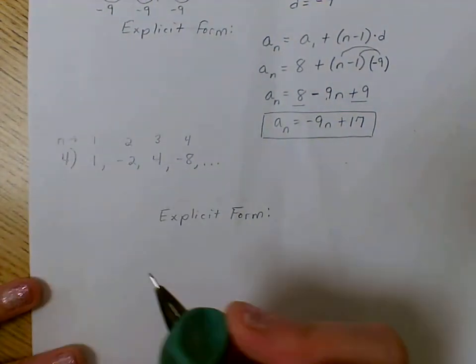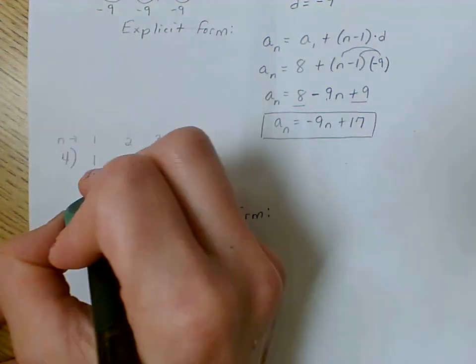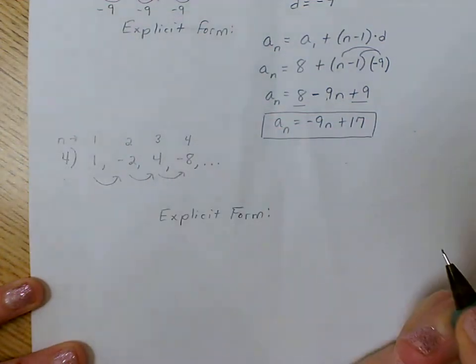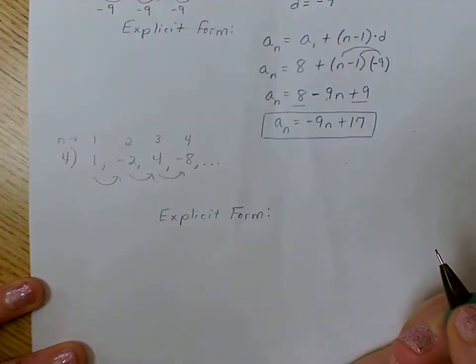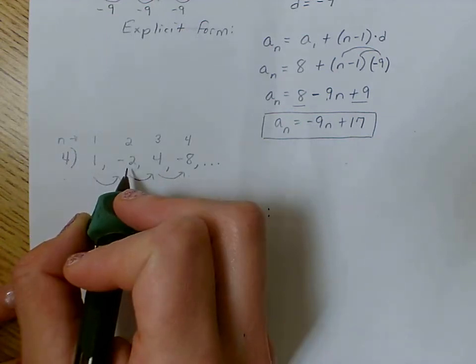And so, if that's not working, the reasoning side is not working, then what you're going to do is figure out the pattern, and then you're going to use the explicit formula that goes with that type of sequence, okay? So what's the pattern here? What are you doing to go from one term to the next?